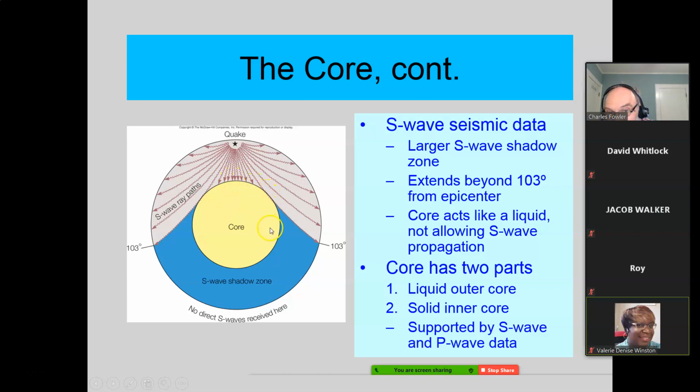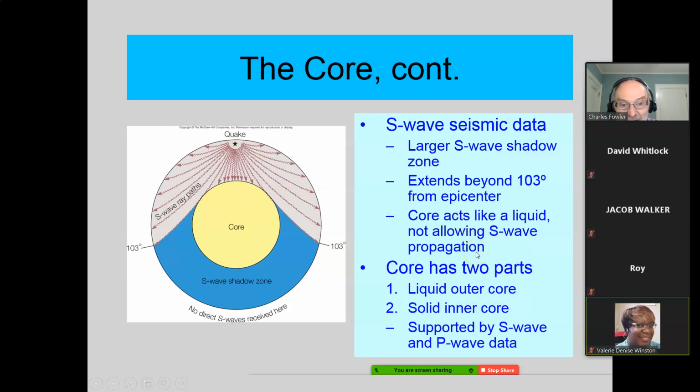So this tells us that outer core, the size and the shape of it, we're told by the P waves, but the fact that nothing makes it through of the transverse waves tells you that outer core has to be liquid. If it weren't, some of those S waves would make the way through. They do not. So your shadow zone here is from 103 degrees to 103 degrees. No direct S waves are received anywhere outside that cone, you might say. So the core acts like a liquid, not allowing S wave propagation.